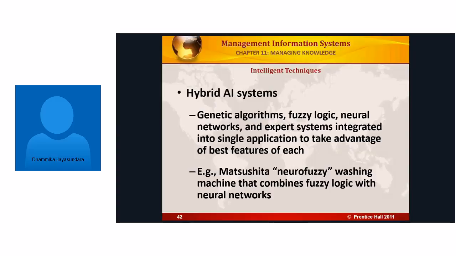Basically, we'll be getting focused on building information systems, right? If you can remember, the software engineering methodologies we have discussed, right?